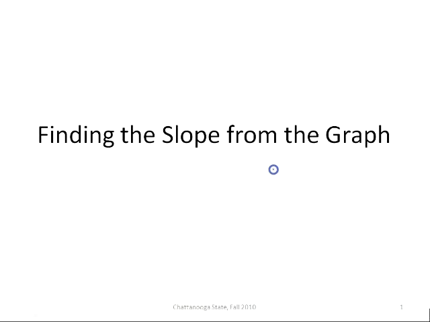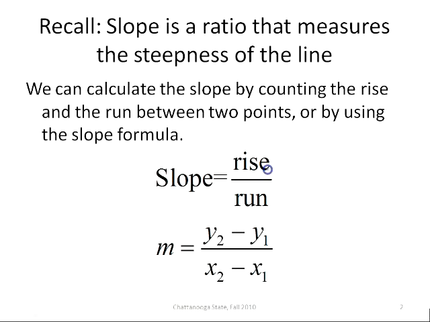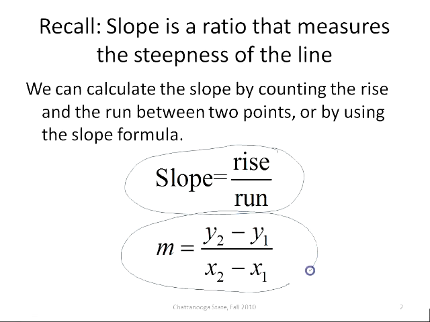Finding the slope of a line from the graph. Recall that the slope is a number that measures the steepness of the line. We can calculate the slope two different ways. If we are given the line itself, we can calculate the slope by counting from one point to another point, the rise over the run. If we are given the ordered pairs, we can calculate the slope of the line using the slope formula.